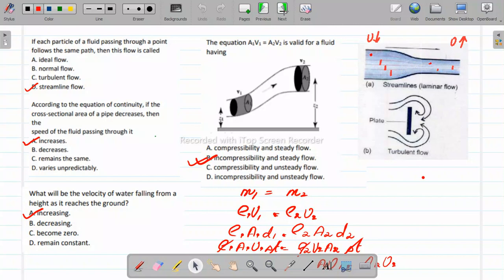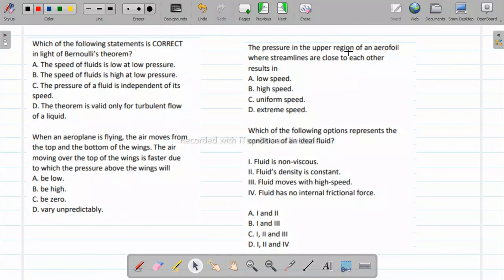Now let's move back to the question. The pressure in the upper region of an airfoil where streamlines are close to each other result in, अगर streamlines closer हैं तो बताएं speed पर आप कैसे comment करेंगे? High speed. I'm sure you can answer this one.